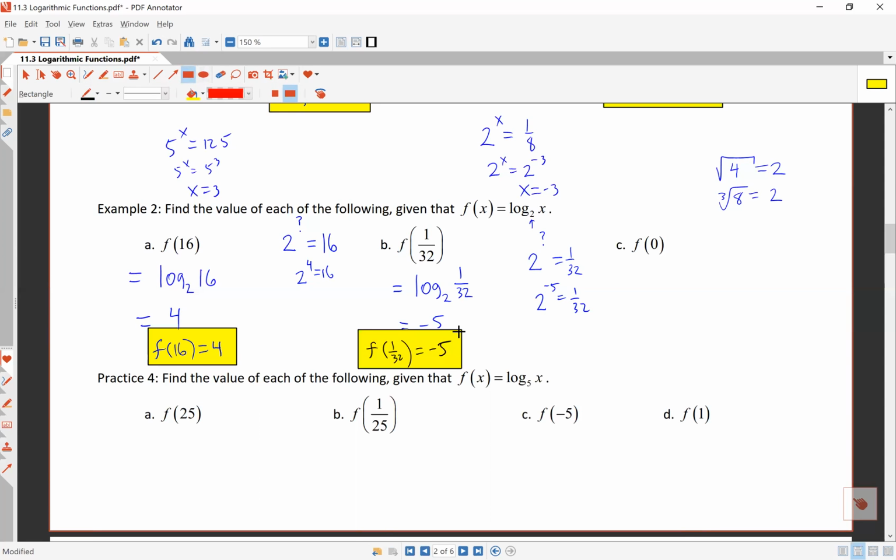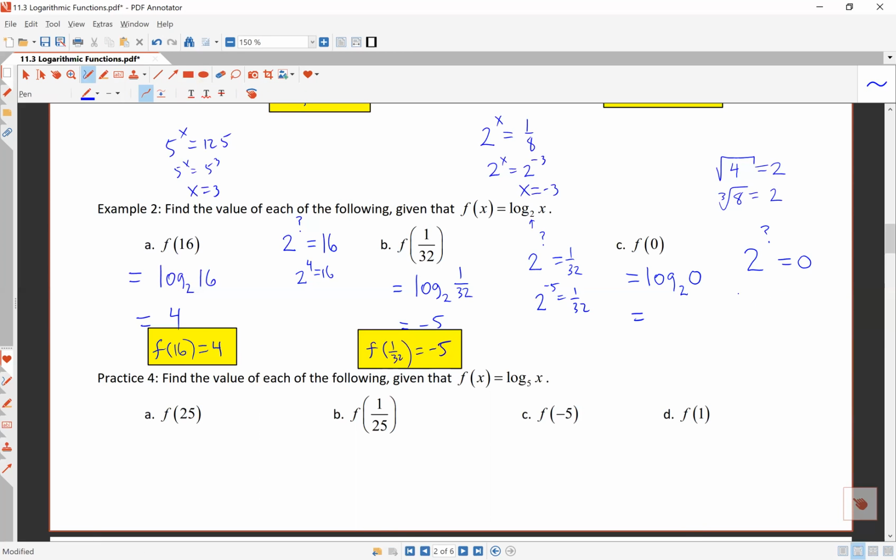These kinds of function evaluations are setting us up so that we can graph a logarithmic function. Now, be very careful with letter C, f of 0. It's asking for log base 2 of 0. Your instincts might be to say that that's 1. But we are asking for the exponent we would place on 2 to equal 0.